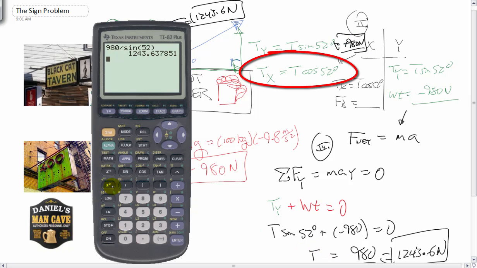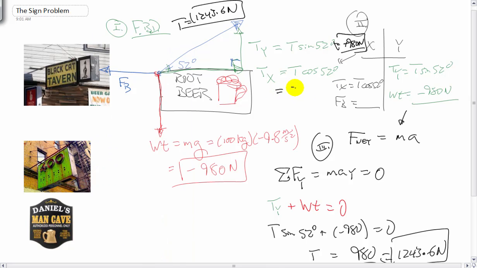Cosine, right, of 52. So if I take 1243.6 times the cosine of 52 degrees, the tension in the chain is 765.7. Good enough. Newtons. So that means that the crossbar should be at least able to support and push out 765.7 newtons. So what do we just do?